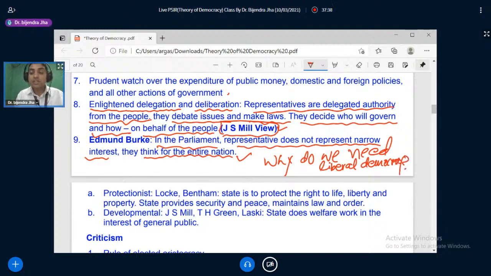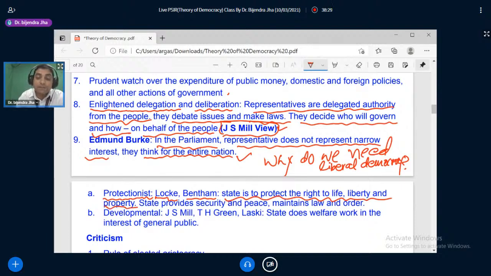This is the question. There are two points of view. The one is protectionist. John Locke and Bentham are the main advocates of the protectionist view of representative democracy. They said that the state is to protect the right to life, liberty, and property; to protect the wealth and the rights and liberty of the individual, right? Without a state, civil liberty, political liberty, and rights cannot be defended or protected. So the state is necessary to protect the right to life, liberty, and property.